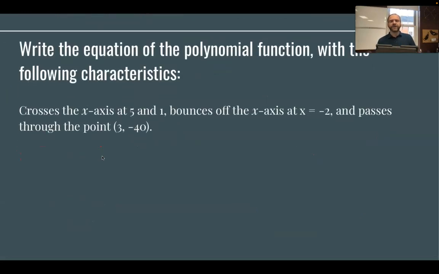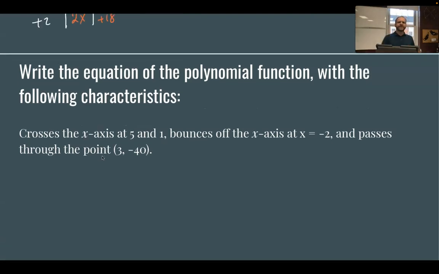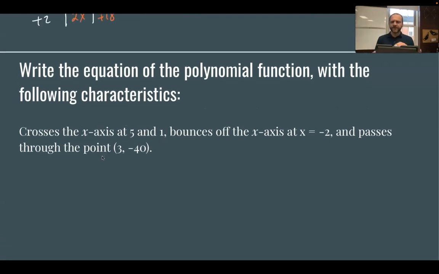Write the equation of a polynomial function with the following characteristics. All right, what are the characteristics? Crosses at x equals 5. All right, so hold on a second. Crosses at x equals 5. Let's write that down. x equals 5. That was hard. Crosses at x equals 1. All right, hold on. x equals 1. Hey, these are solutions. It bounces. That's weird. Bounces.